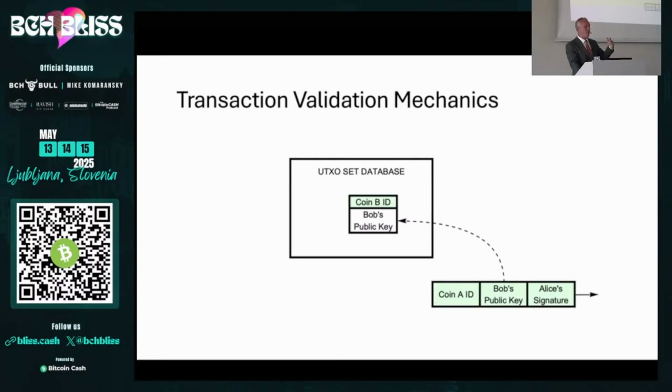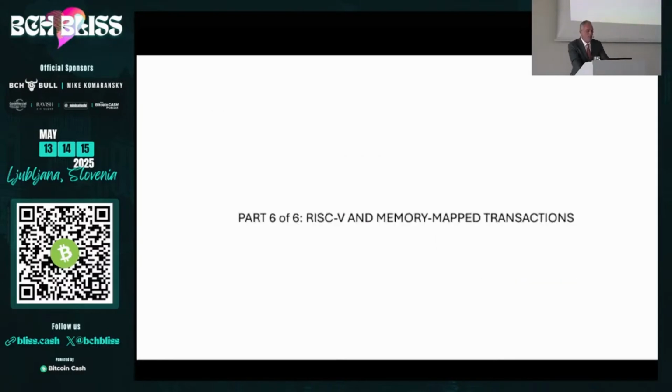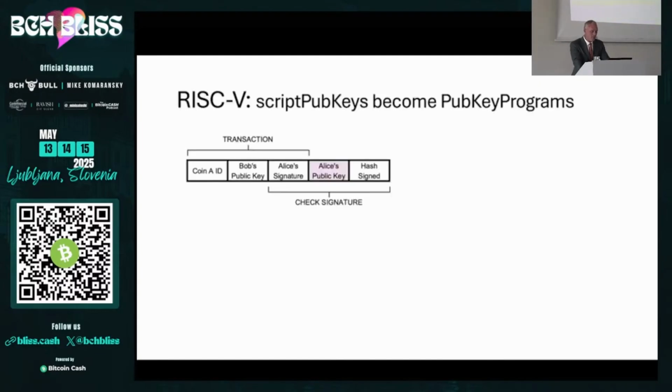And Vitalik Buterin, it seems like he had the same idea in parallel. And that is to use RISC-V instead of the Bitcoin virtual machine or the Ethereum virtual machine. So part 6 of 6 is RISC-V and memory mapped transactions.